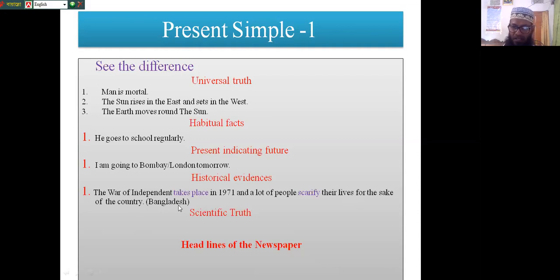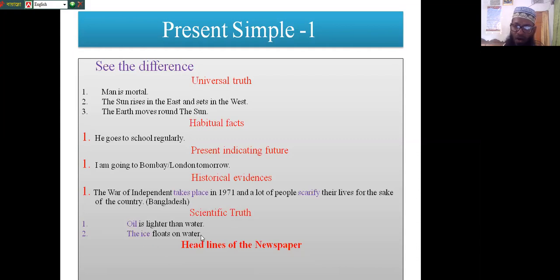Okay, the historical evidence is described in present tense. Okay, next, scientific truth. Oil is lighter than water. In the past, people did not know which one is lighter, which one is heavier. But science has discovered that oil is lighter than water.